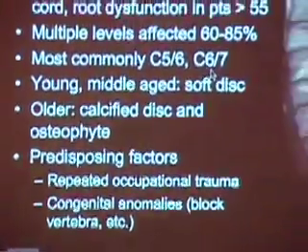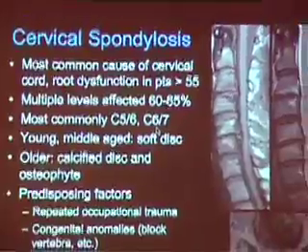So with regard to cervical spondylosis, overall, this is the most common cause of cervical cord and, of course, root dysfunction in older patients. And 55 may be too high a bar because I think I'm already getting a little bit of neck pain. There are multiple levels affected in most patients. Most commonly, it's C5-6 and C6-7, but certainly it can occur at any level in the cervical canal.